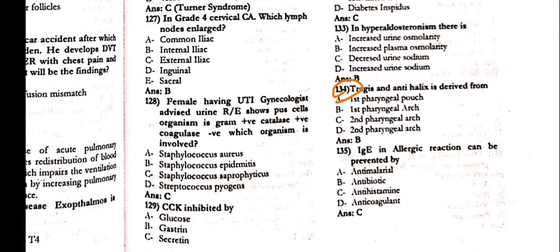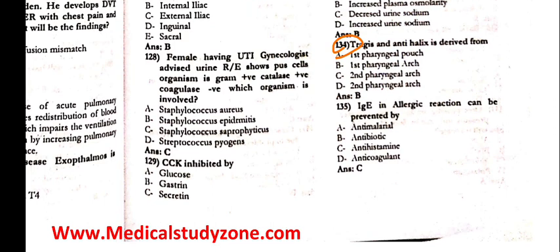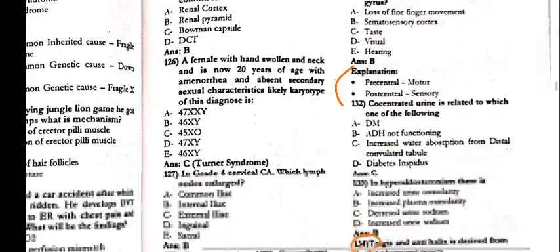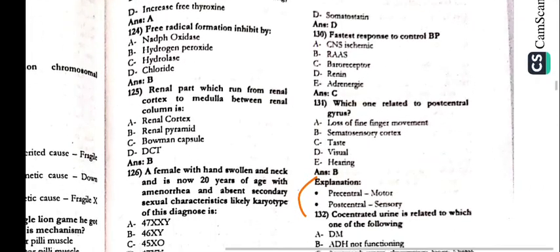128. The female having UTI, the gynecologist advises urinalysis, which shows pus cells. Gram positive, catalase positive, coagulase negative. That is definitely Staphylococcus saprophyticus. CCK is inhibited by delta cells, which is somatostatin.